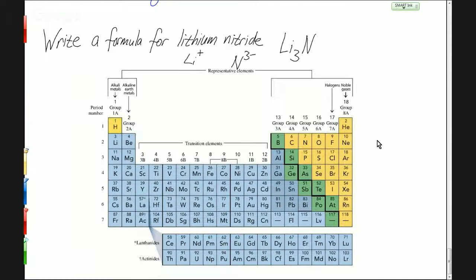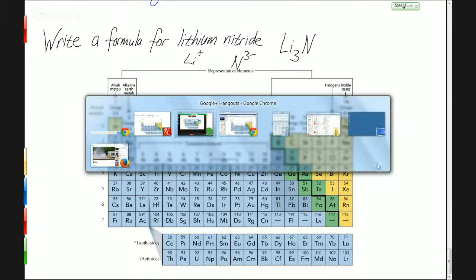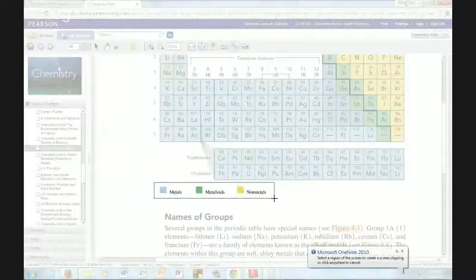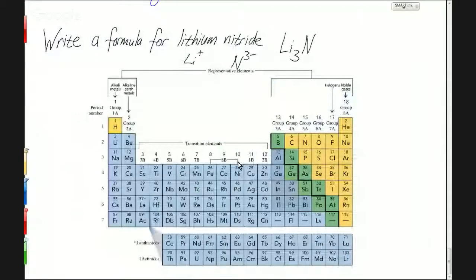Other information that you see here that you don't see up there is the colors. I didn't copy the legend because it didn't fit, but I guess I can get that. So it's in here. The blue ones here are what we call metals. The yellow are the non-metals, and the green are the metalloids.